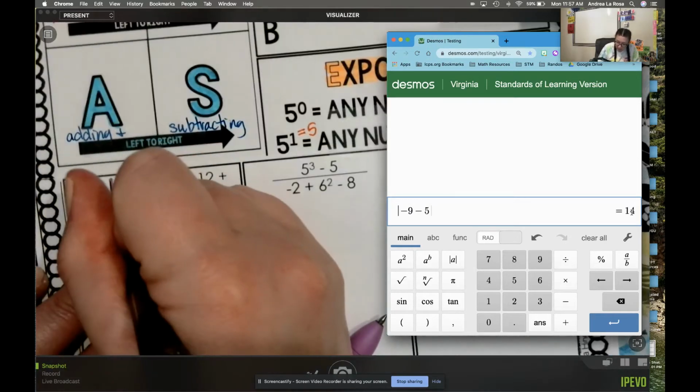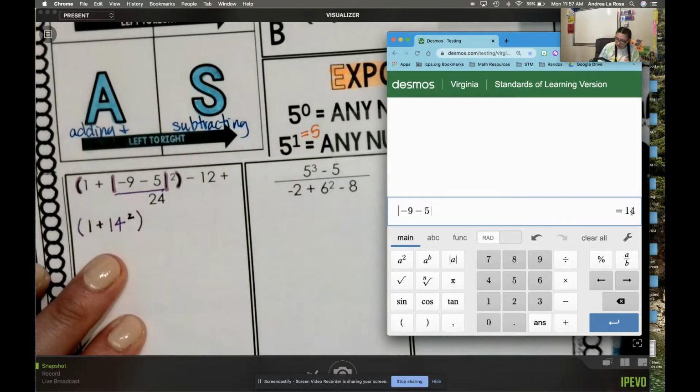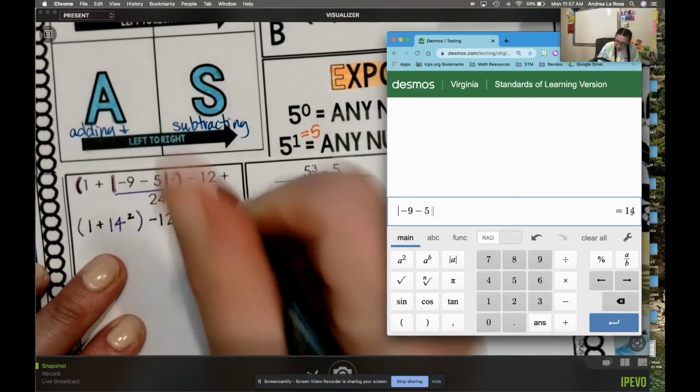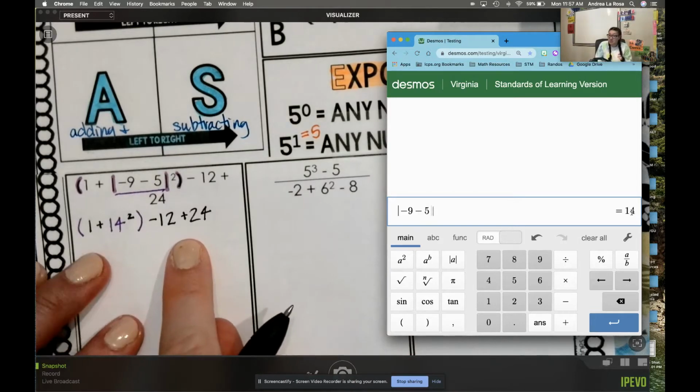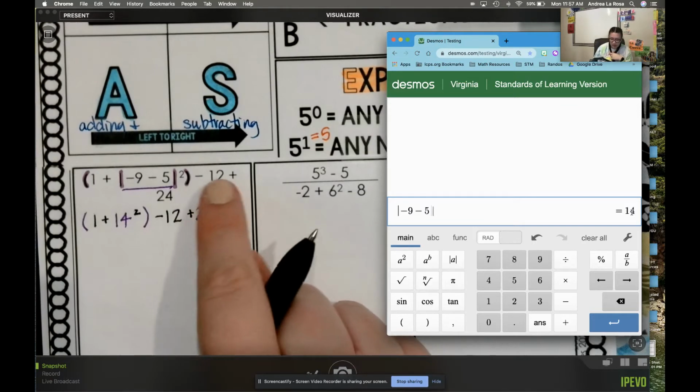Then I have my exponent, my parenthesis, and then I still have that minus 12 plus 24. You can't forget that last part. Some people forget about it because they get so focused on the stuff in the parentheses, but we still are gonna have to do that at the end.